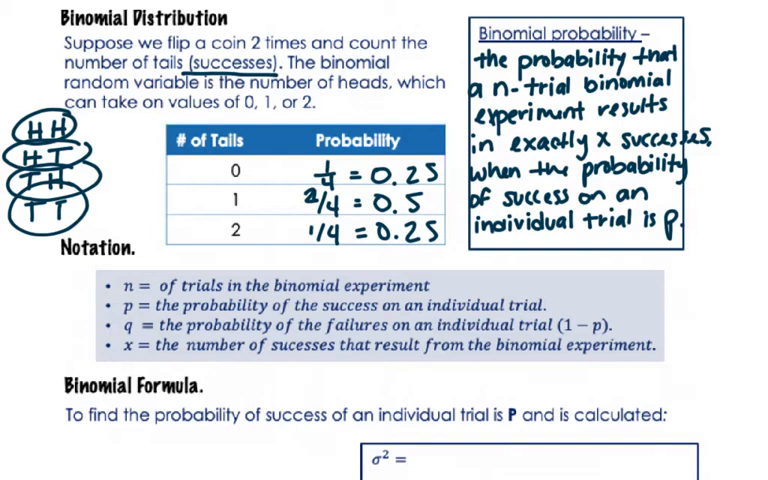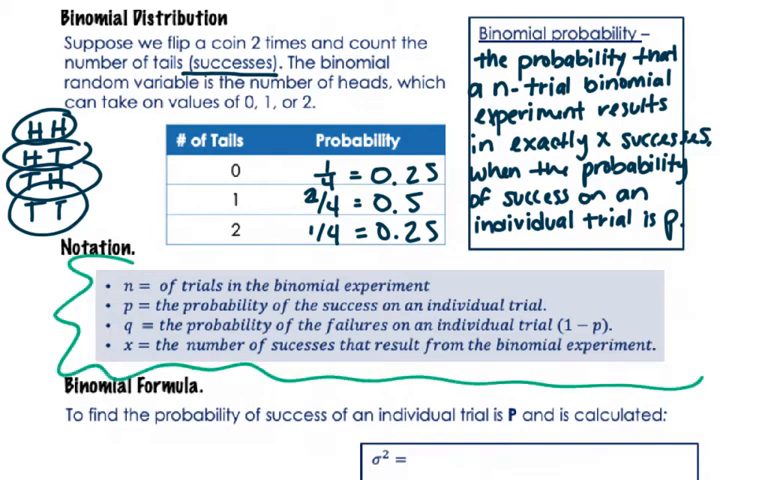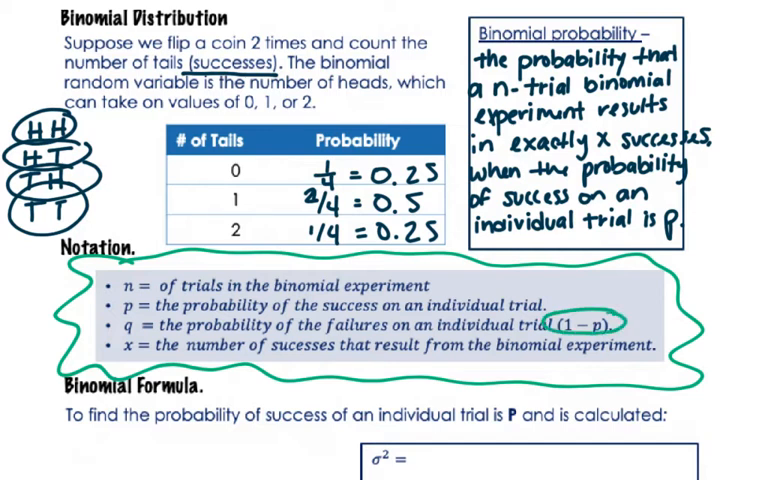Okay. So here's the notation, and this is what you're going to use every time when you do these types of problems. Every time we use the letter N, we're talking about the number of trials in the binomial experiment. Whenever we say P, it's the probability of success on just one trial. Q is going to be the probability of failure, but you can always find it by doing 1 minus whatever P was. And X is the number of successes that result from the binomial experiment.